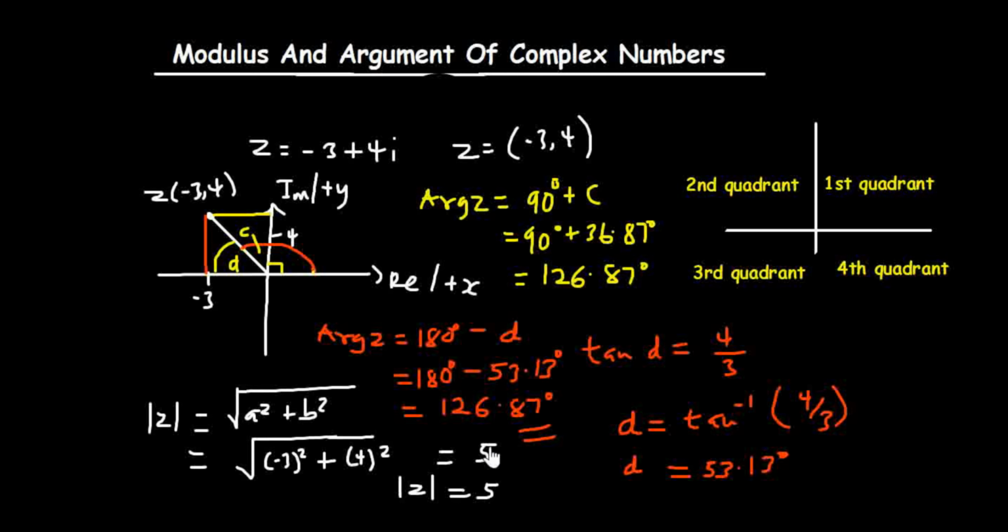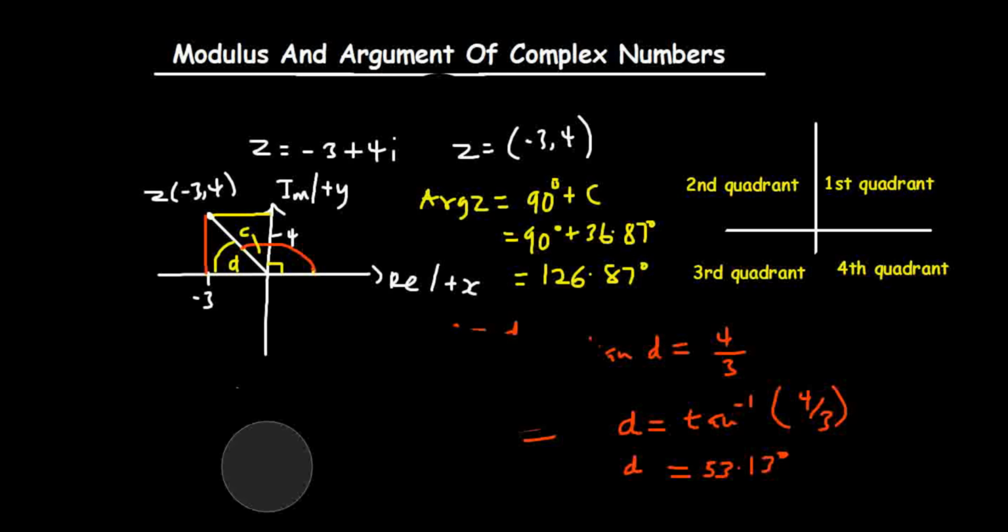So you see that with these two methods we were able to solve for the argument of the complex number z, which is equal to negative 3 plus 4i. But you see that using this method to find the argument of complex numbers is a bit tedious. So I'm going to teach you a simple way to calculate the argument of complex numbers. Now let's look at how we are going to do that.